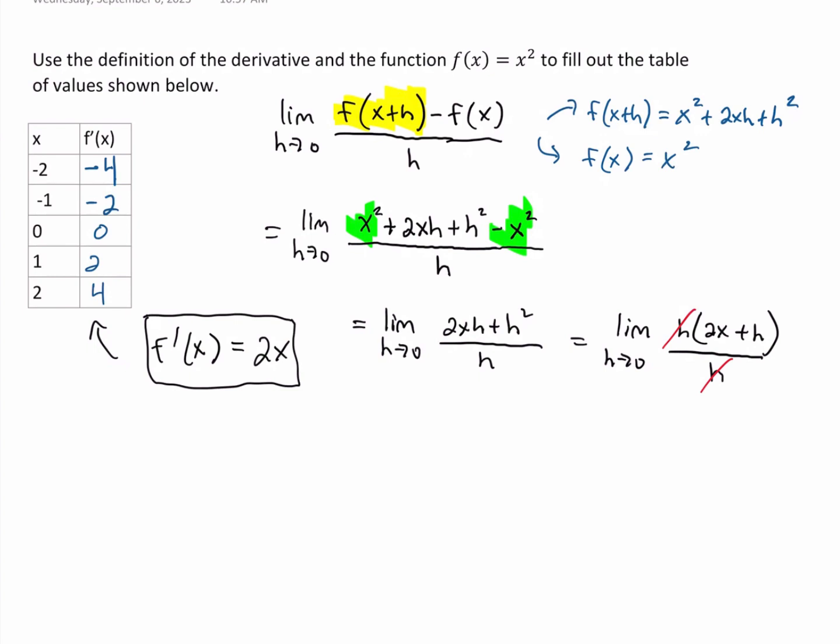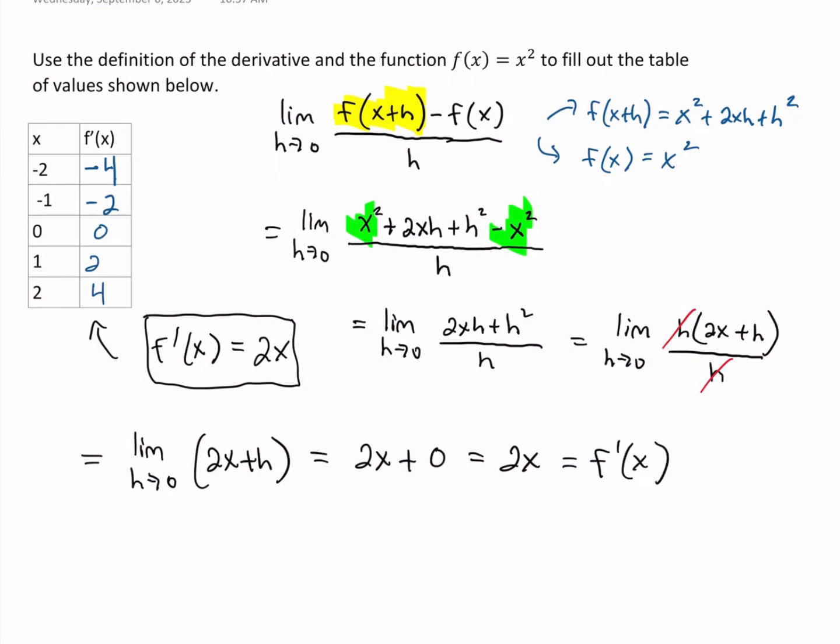After canceling h's, we notice we can just plug in h equals 0 into the function. So that's what we do, and we end up with 2x. But that is exactly what we got through the table as a pattern, and f prime of x is 2x. You can always find the derivative by using the limit definition of the derivative.